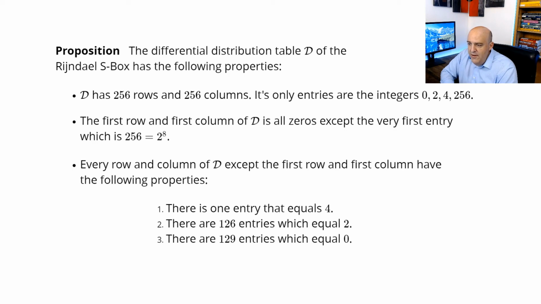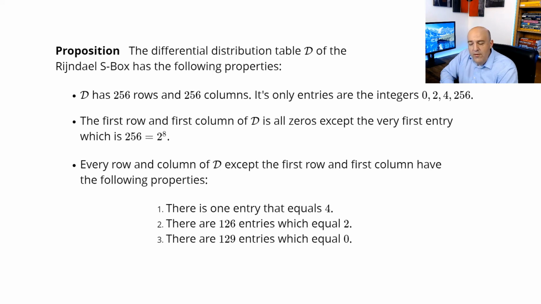Let's just summarize in a proposition what we've seen about the DDT of the Rijndael S-Box. As we said, the DDT, D, has 256 rows and 256 columns. The only entries are actually 0, 2, 4, and 256. The first row and the first column of D are all zeros except for the upper left corner. The very first entry was just 256. And that's actually the only time 256 appears in the whole table. The rest of the entries are either 0, 2, or 4.